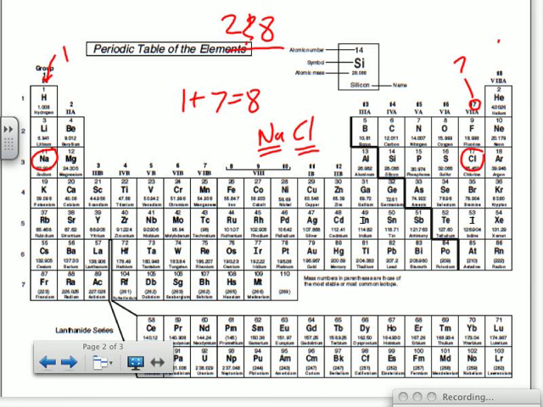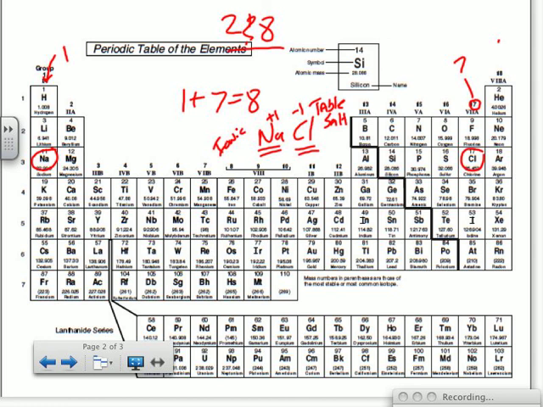Both atoms become ions. Because this sodium gave away an electron, it's now a positive 1. And because chlorine gained an electron, it becomes a negative 1. So we call this an ionic bond. What's cool about that is these 2 substances that were once kind of hazardous or not too nice or very friendly and very unstable, they now become stable. Now they become table salt.